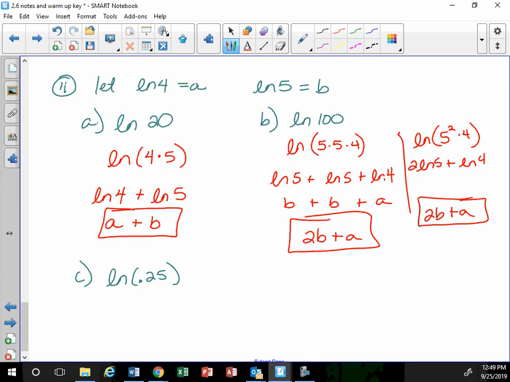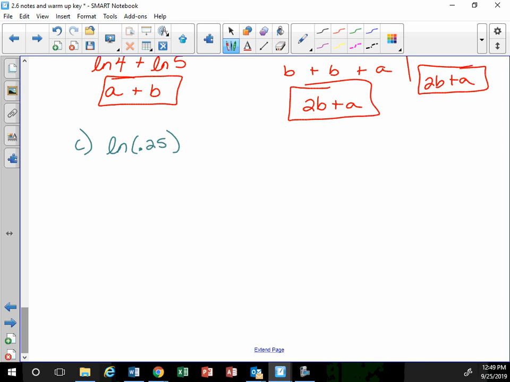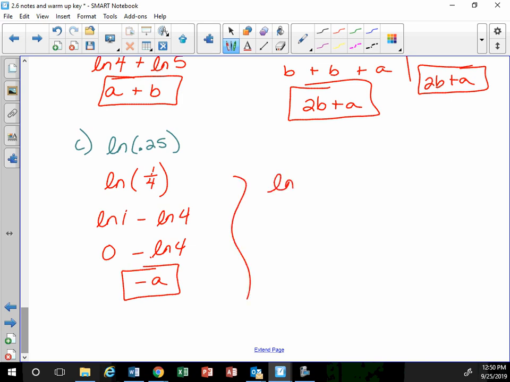All right, C. A lot of you were trying to use the 5 in some way because you see 25 and you really want to do 5 squared. But it's not. It's 0.25, which is 1/4. Lots of different ways you can go from there. You could tell me natural log of 1 minus natural log of 4. What is natural log of 1? 0 minus natural log of 4, so negative a. You could have done 1/4 is 4 to the negative 1. So that's negative 1 times natural log of 4, which is negative a. It's recognizing the decimal as the fraction that is key.